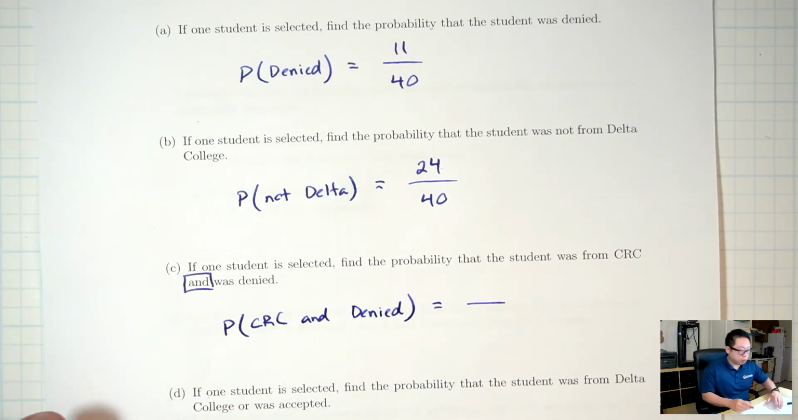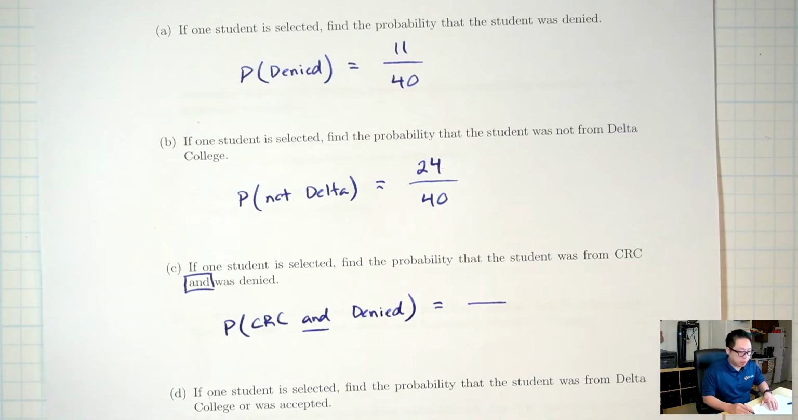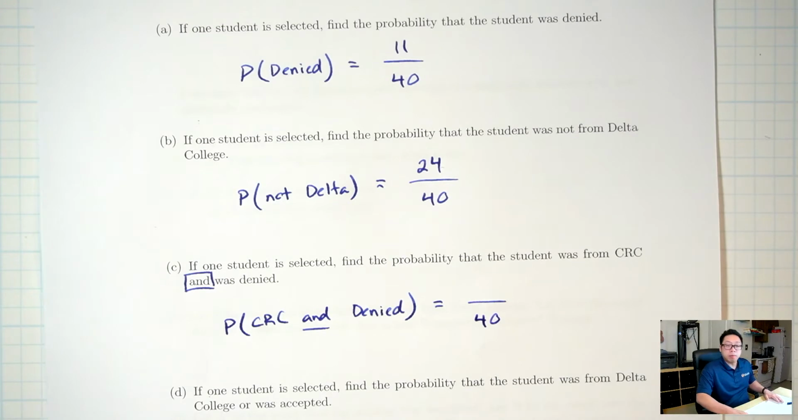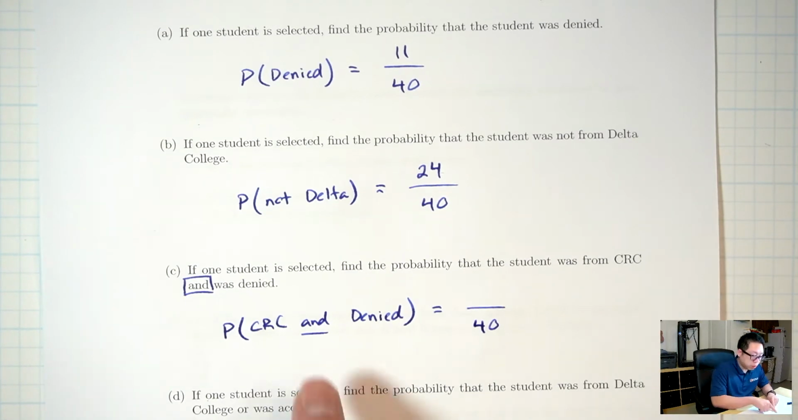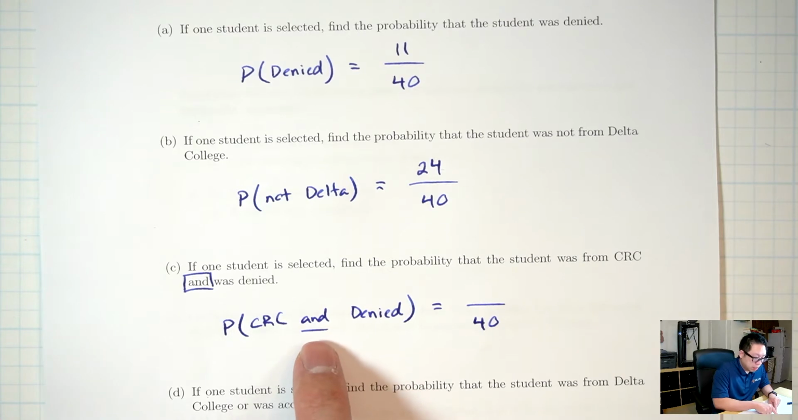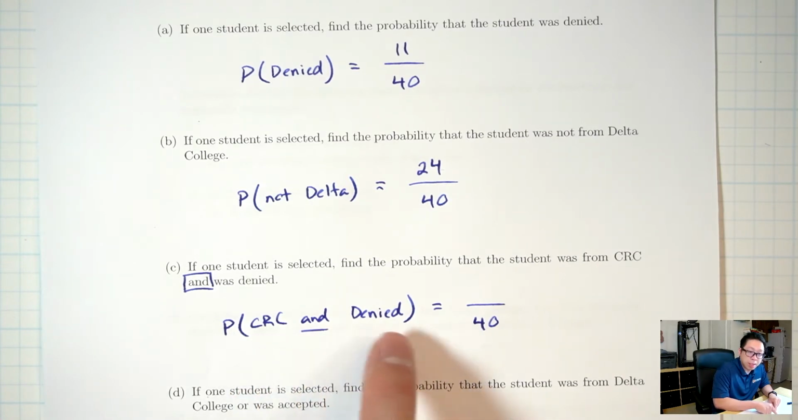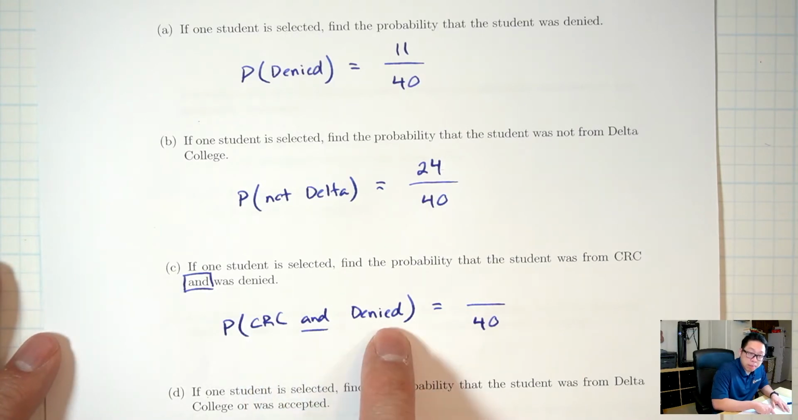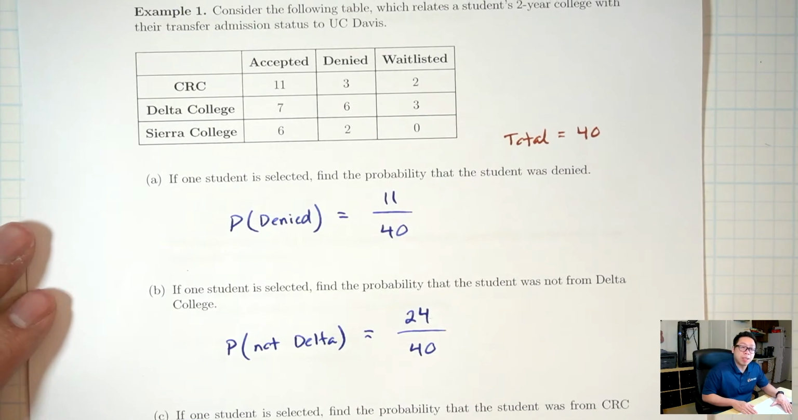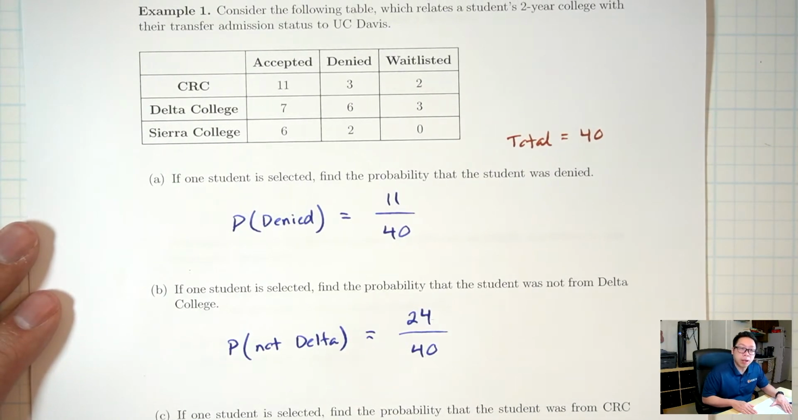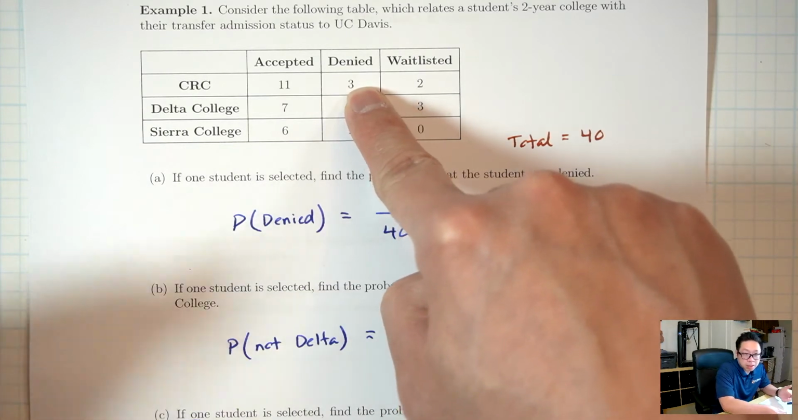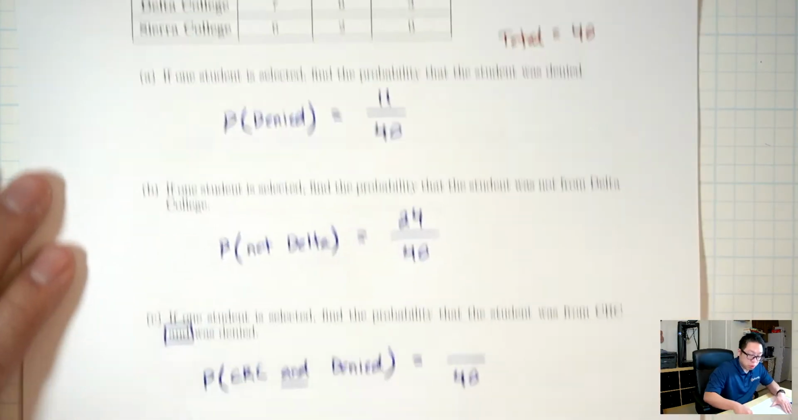In statistics, the word and means something very specific. The bottom is still going to be everybody, so it'll be 40. Now, what am I looking for here? The word and in statistics means I want students who satisfy both of these requirements at the same time. What students are both from CRC and at the same time were denied? I want both requirements at the same time. So CRC and at the same time denied. It'll be just these 3, right? These are 3 students who are from CRC and at the same time were denied. So just 3.